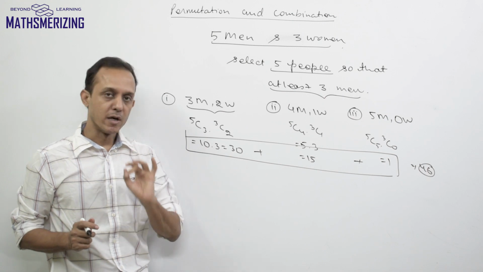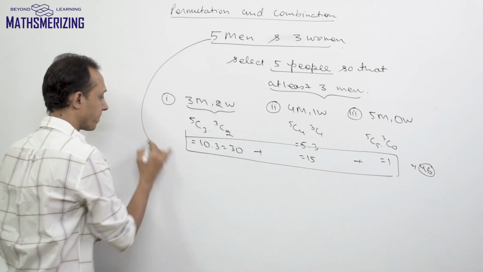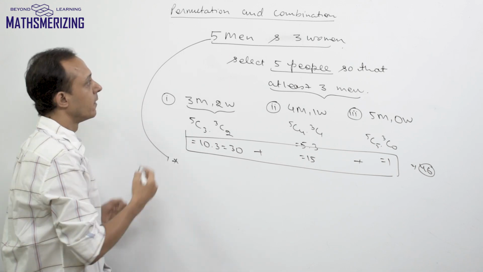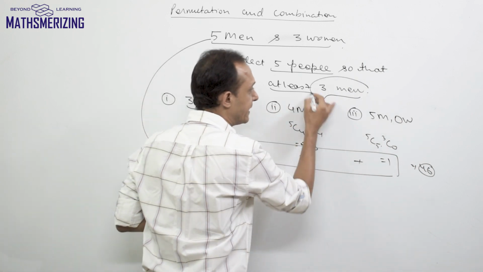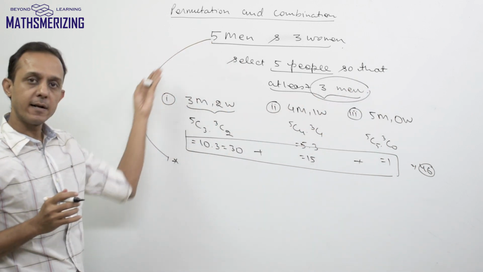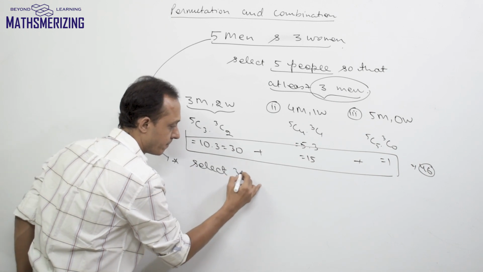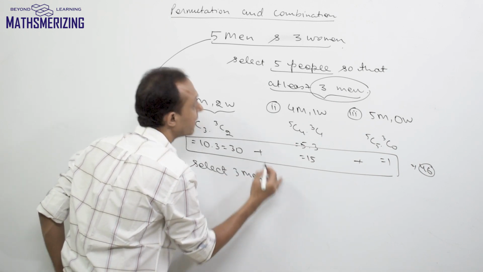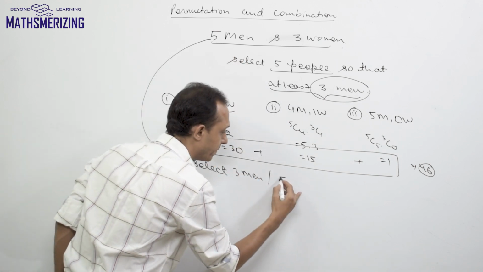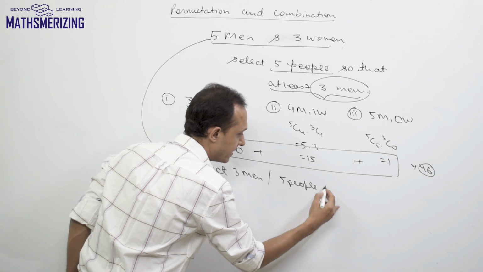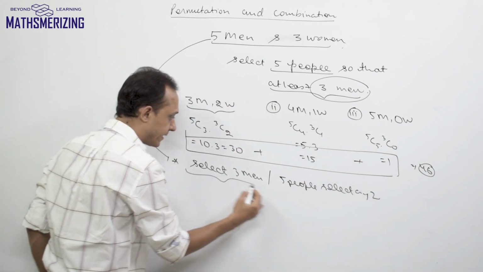Now the doubt that I generally have is, why can't we do it in this way? Say for example, out of these 8 people, we need at least 3 men. So what we'll do is, we'll first select 3 men, and then from the remaining 5 people, we'll select any 2.